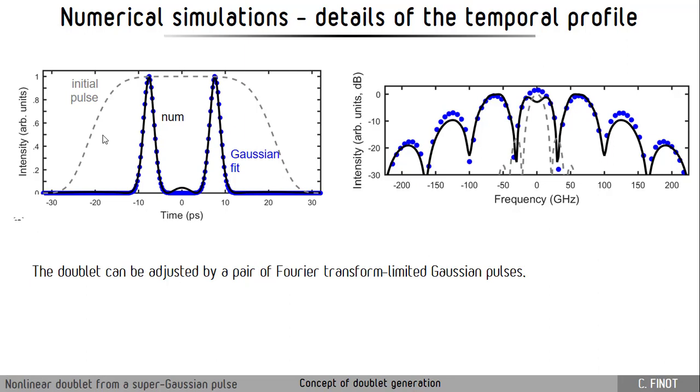Now if we look in more detail at the intensity profiles, we see that the resulting pulse can be well fitted by a Gaussian waveform, and Gaussian waveforms are transform limited. We see here that we have a nice fit between the assumption of a pair of Gaussian-like pulses that are transform limited and the spectrum predicted by numerical simulation. One potential limitation is this small bump here at the center of the doublet.